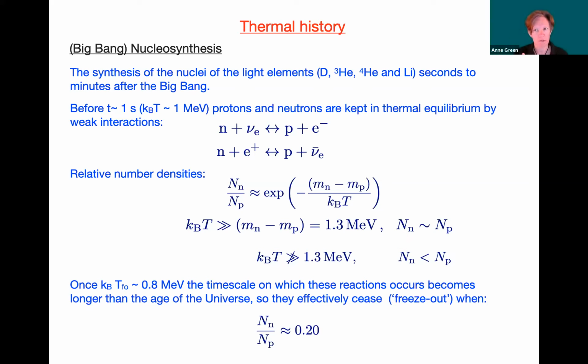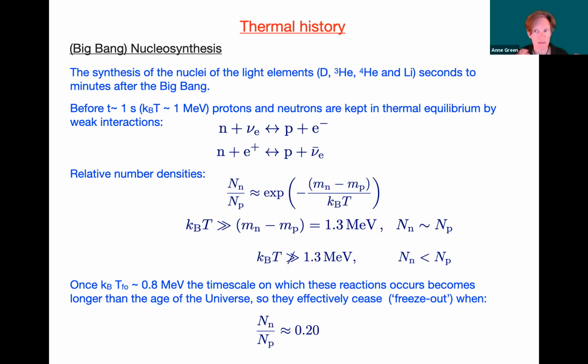However, once the temperature's dropped and that's no longer true, because the neutrons are heavier, there ends up being less of them. So that just sets up a situation where there are slightly fewer neutrons than protons. Eventually, as the universe expands, the timescale on which these reactions occur becomes longer than the age of the universe. So they effectively cease. And that's a process called freeze out.